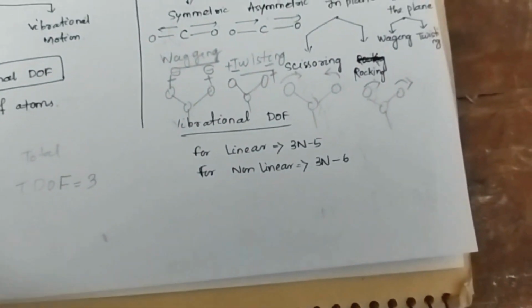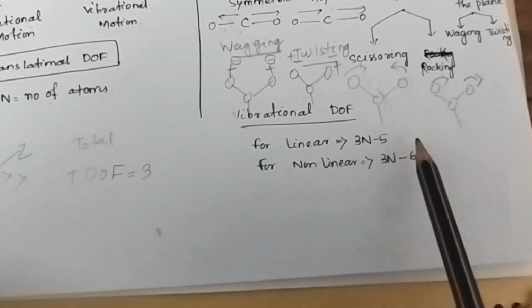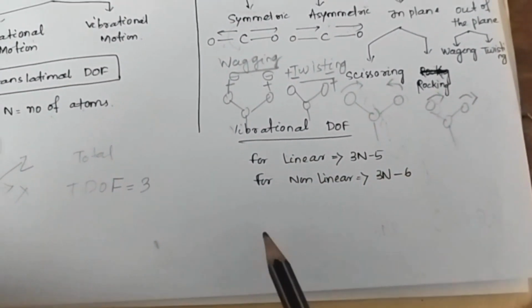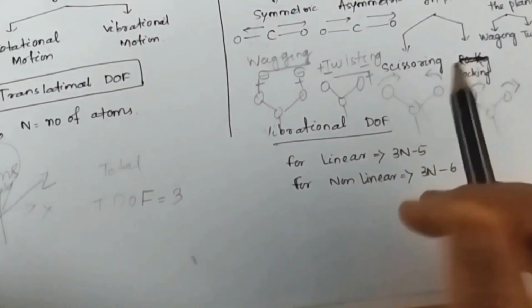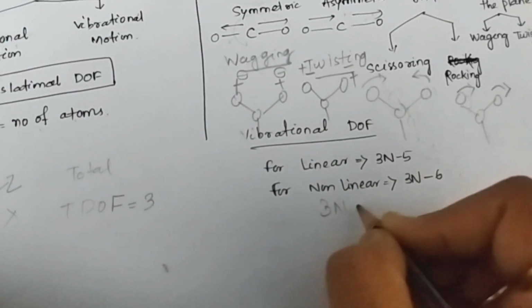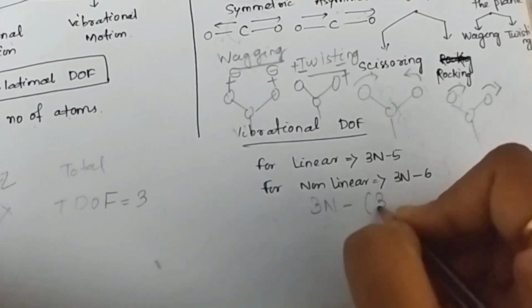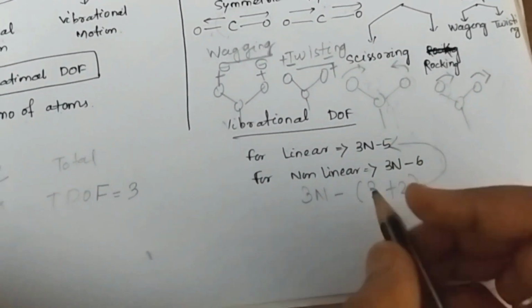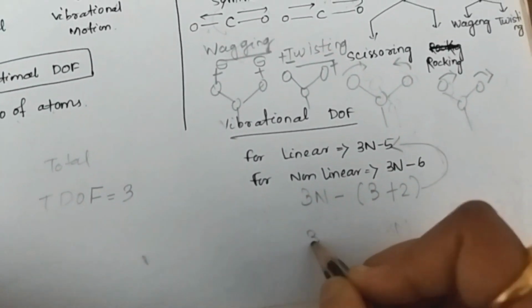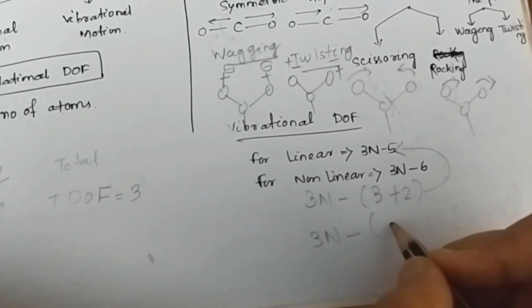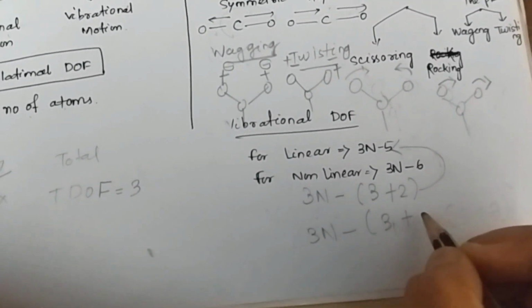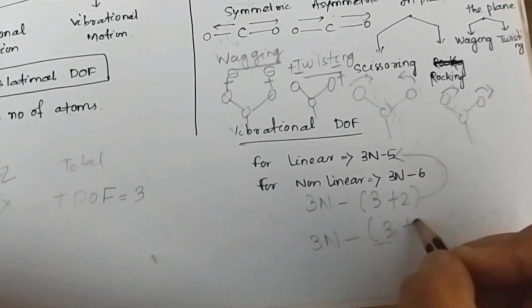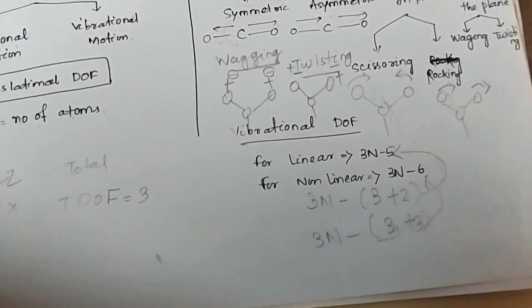So the formula for vibrational degree of freedom for linear molecule is 3n minus 5, and for non-linear molecule 3n minus 6. Total degree of freedom is 3n, and for linear molecule the translational degree of freedom is 3 and rotational degree of freedom is 2, therefore 3n minus 5. For non-linear, total degree of freedom is 3n, translational is 3 and rotational is 3, therefore 3n minus 6.